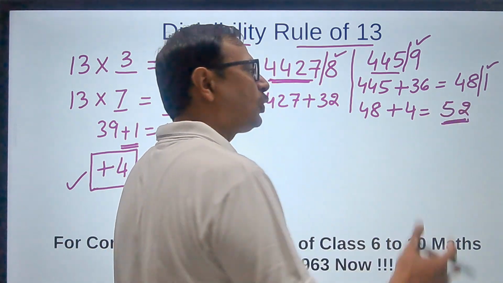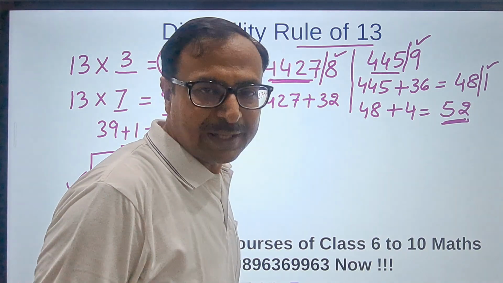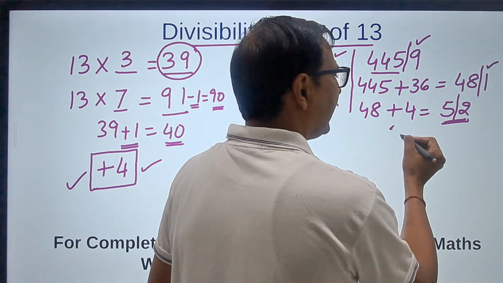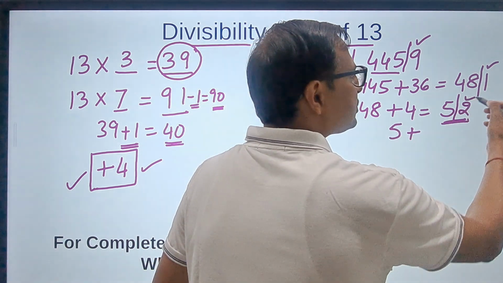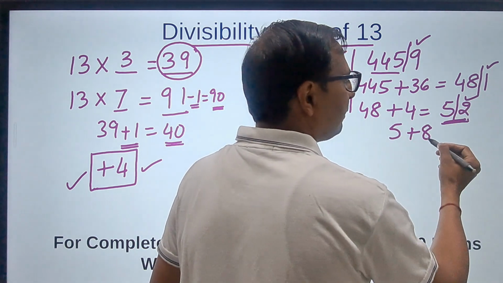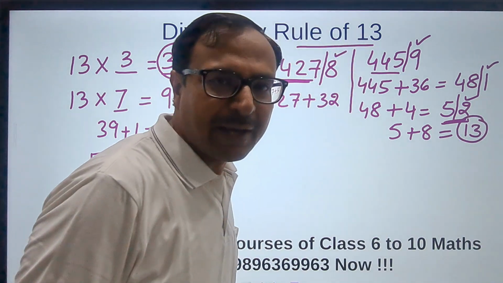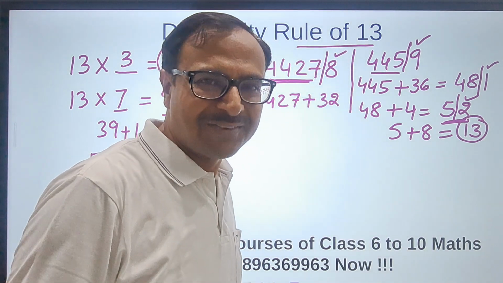Now still, if you don't know whether 52 is divisible by 13 or not, just separate out the unit digit, do it once more. 5 plus 4 times 2 is 8. Look at this, 5 plus 8 is 13, and obviously 13 is divisible by 13, right?